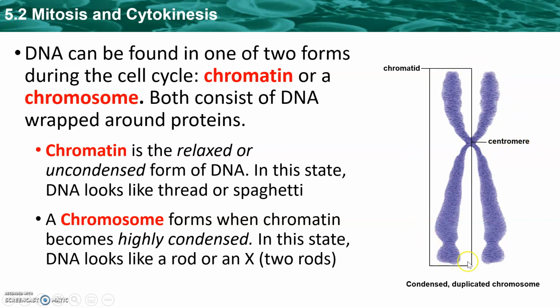So this is considered one chromosome, but it's a chromosome after DNA replication. So the parts of this chromosome would be two identical sister chromatids. There was the original chromatid, and that got duplicated during the S phase. So now there is a second identical chromatid, and they are attached at the centromere region.